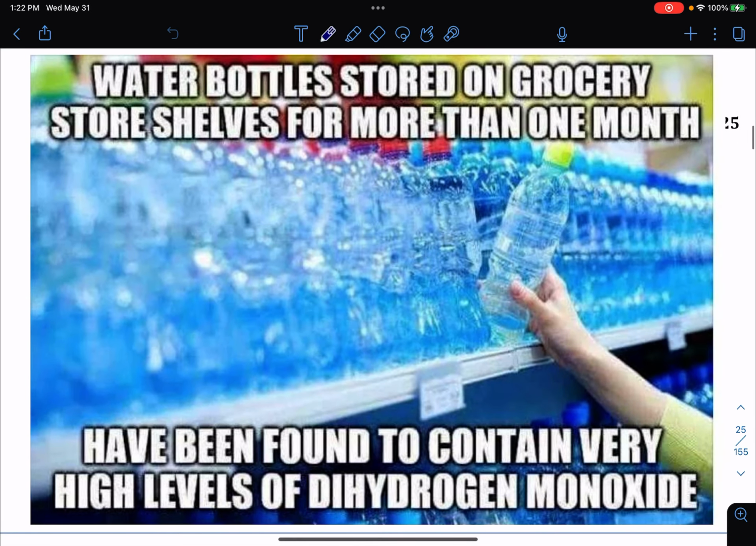Here's another one. "Water bottles stored on grocery store shelves for more than 1 month have been found to contain very high levels of dihydrogen monoxide." Now, if you're like many people, you probably don't know what dihydrogen monoxide is, and this might sound serious. If you do know what dihydrogen monoxide is, then you realize that this is also satire. But before I explain, let's look at a couple more.